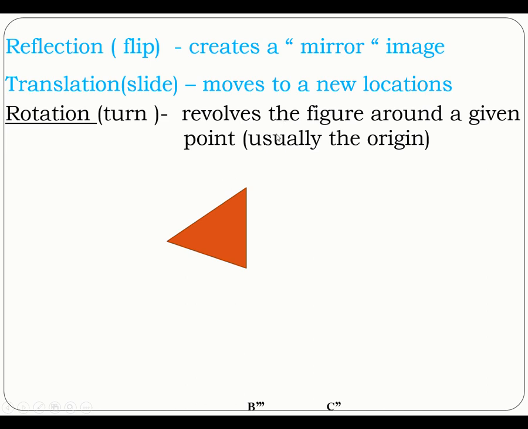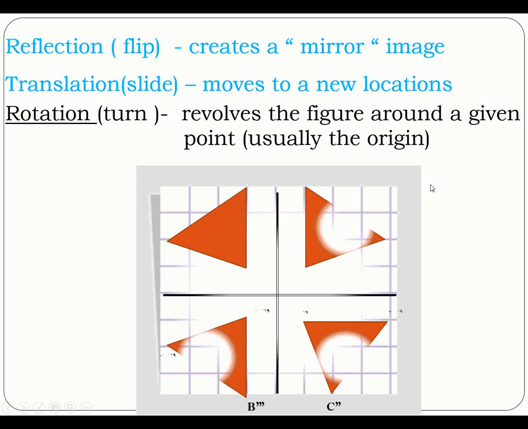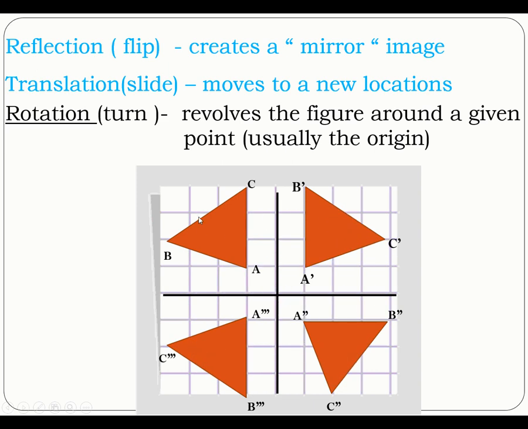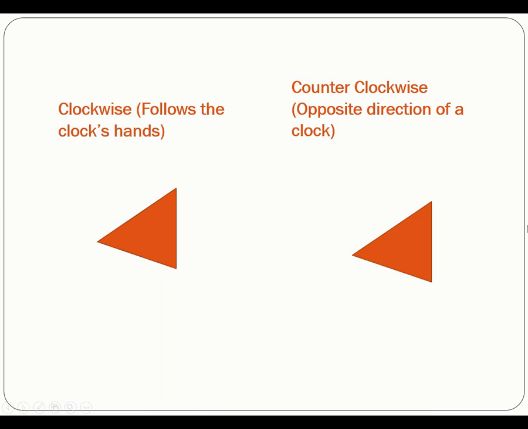A rotation is when a figure revolves around a given point, which usually is going to be the origin. In this picture, we have the original shape rotating clockwise around the origin. I know it's clockwise because it's going the same direction as the clock.